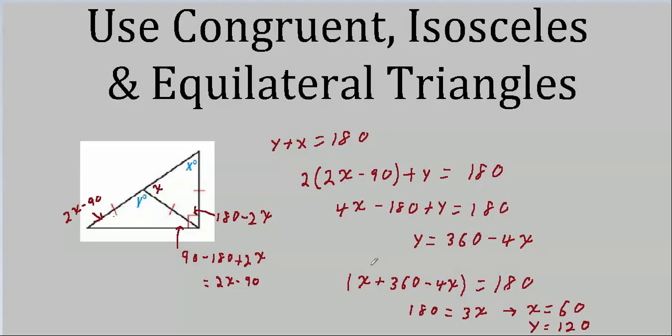X plus y, which is 360 minus 4x, equals 180. We solve that and we get 60 for x. That means it turns out that this here, the smaller angle, is 60 degrees. They're all going to be 60 because they're all x. So this is actually an equilateral triangle. So it turns out we just figured out that this side is congruent to this side.